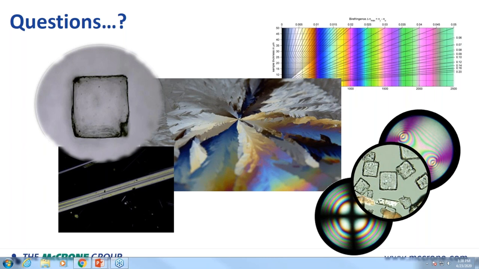Okay, somebody's following up on our recommendation to read John Delly's article on the Michel-Lévy chart in Modern Microscopy. They're asking for the title of the piece. I think it's called something like Microscopy's Color Key. If you search Modern Microscopy and type in either Delly, D-E-L-L-Y, or Michel-Lévy, you should be able to find that article.